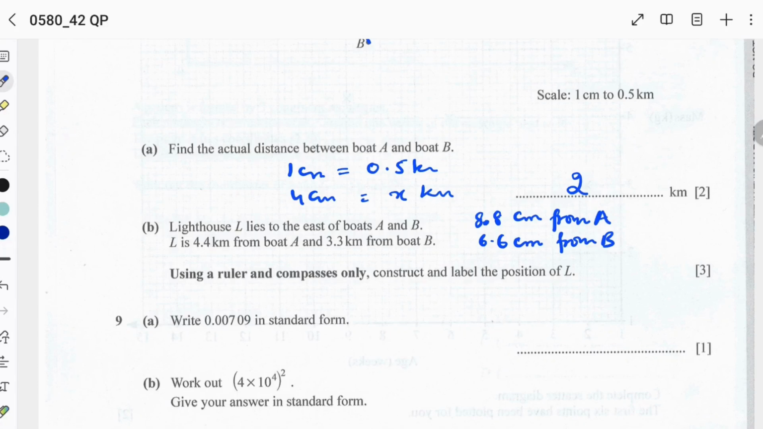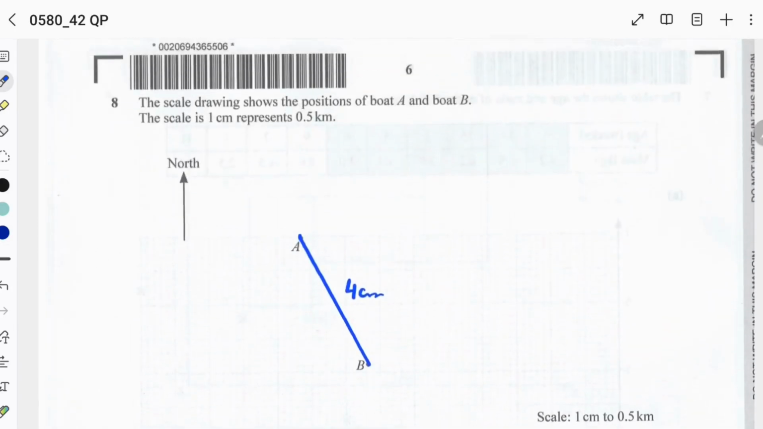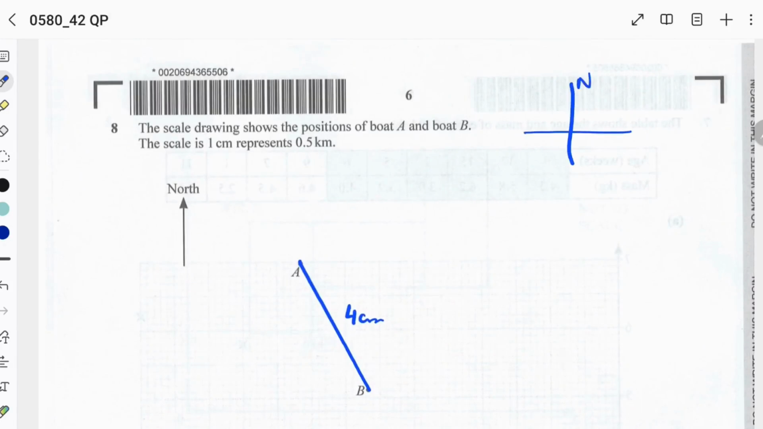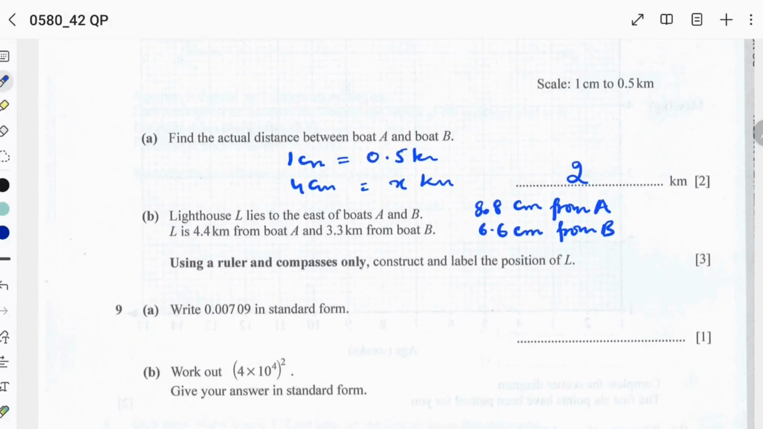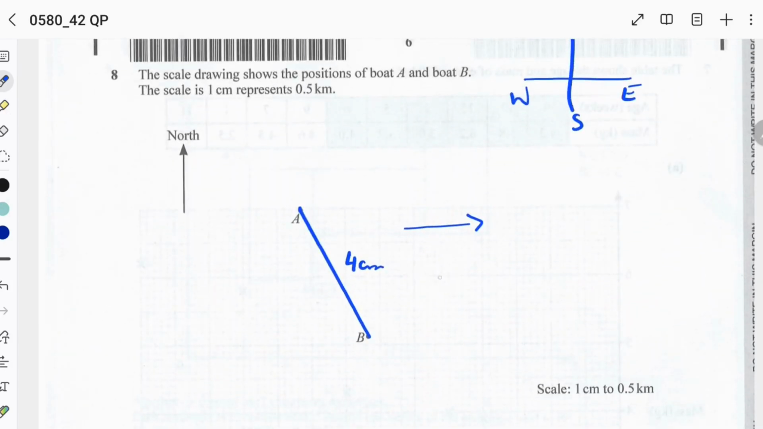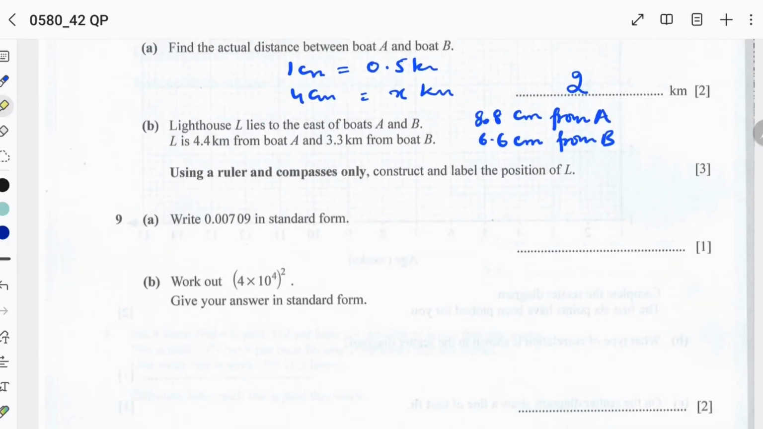Alright, using a ruler and compass, I'm just guiding you how you will make it. So lighthouse L lies to the east of both A and B. East means the up is north, and then south, east and west. So it will be towards this side. Now L is 4.4 kilometers. L lies to the east of both A and B. If we check both A and B, east is towards this side. Now 4.4 kilometers from A and 3.3 kilometers from B.